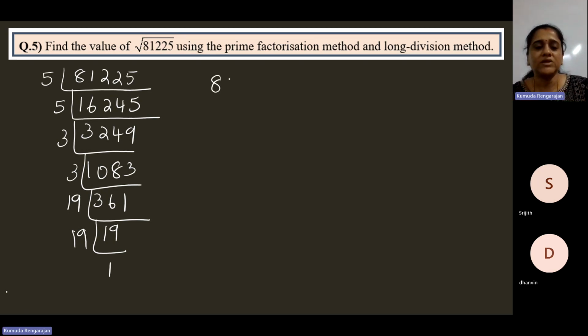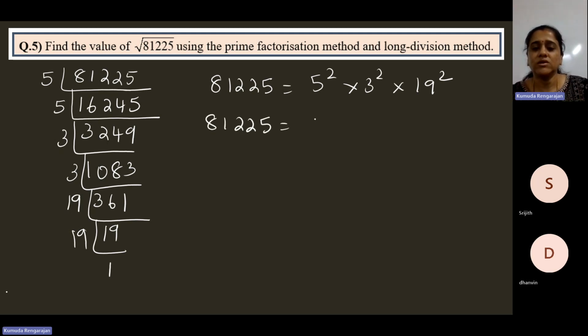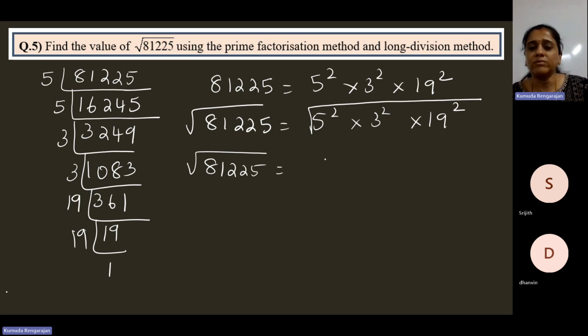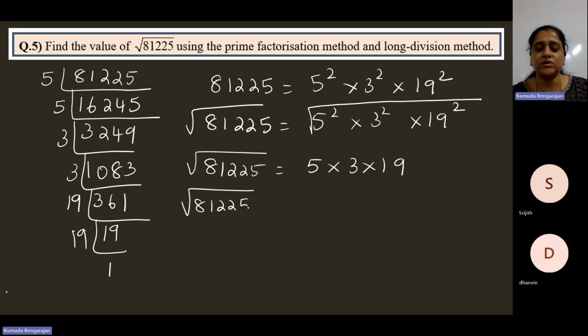81225 is equal to 5 squared into 3 squared into 19 squared. Now repeat the step and take square root on both the sides. Write this as it is. Square root of 81225 is equal to, from 2 5s, 1 5, 1 3, 1 19. So square root of 81225 is equal to 5 threes are 15, 15 into 19, 285.